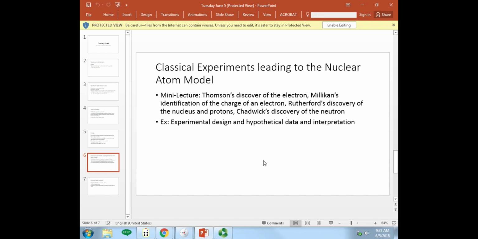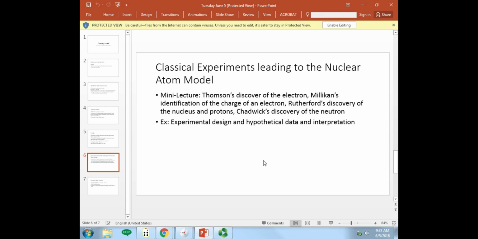like charges repel. Okay, so our first experiment was done by J.J. Thomson. Right around the turn of the century, I want to say like 1897 or something. It's right around 1900. And probably not him, let's be honest. Probably his grad students and postdocs, right, did the experiment.